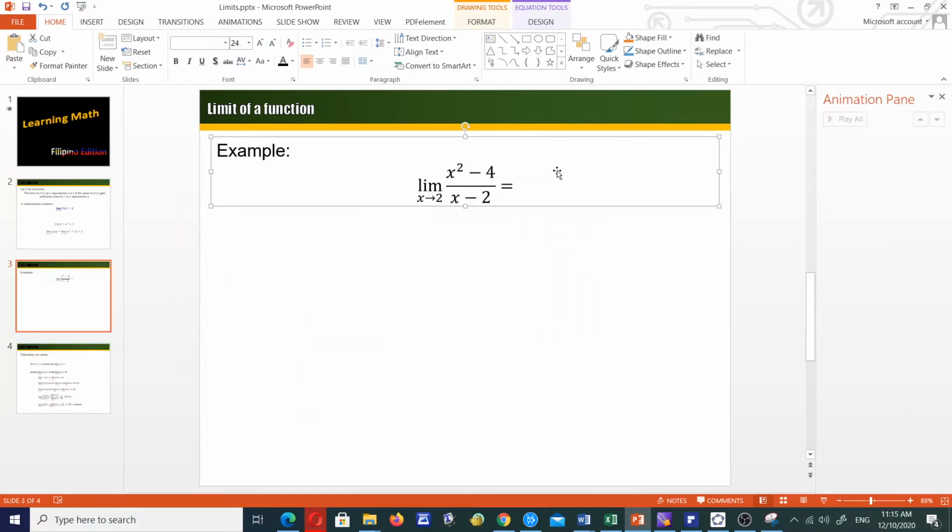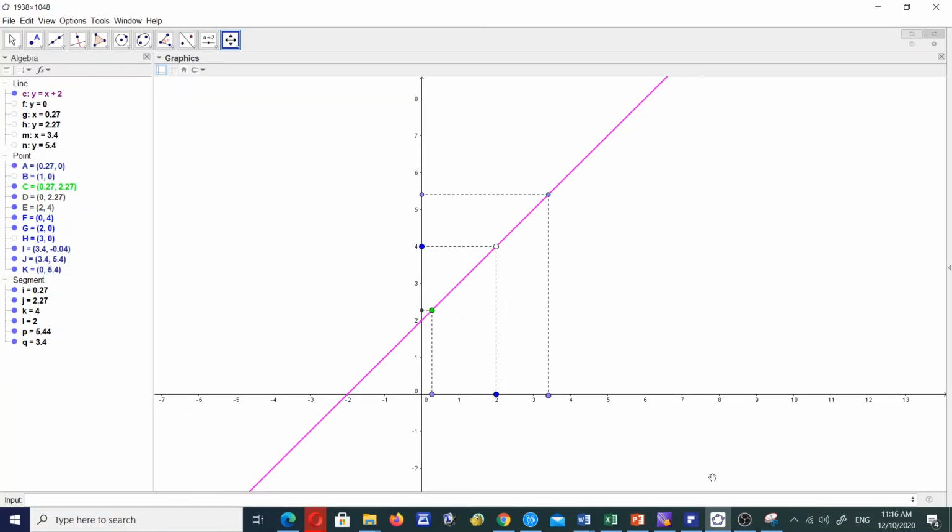Let us consider now the following example. We are interested in determining the limit of x squared minus 4 over x minus 2 as x approaches 2. Observe that the function value of our given function when x is equal to 2 is undefined, because if we substitute 2 here, we get 4 minus 4 over 2 minus 2, meaning we have a zero denominator, and that value does not exist. So let us now look at the graph of our function in GeoGebra. The graph of our given function is actually a straight line where there is a hole when x is equal to 2, because the function value when x is equal to 2 is undefined.